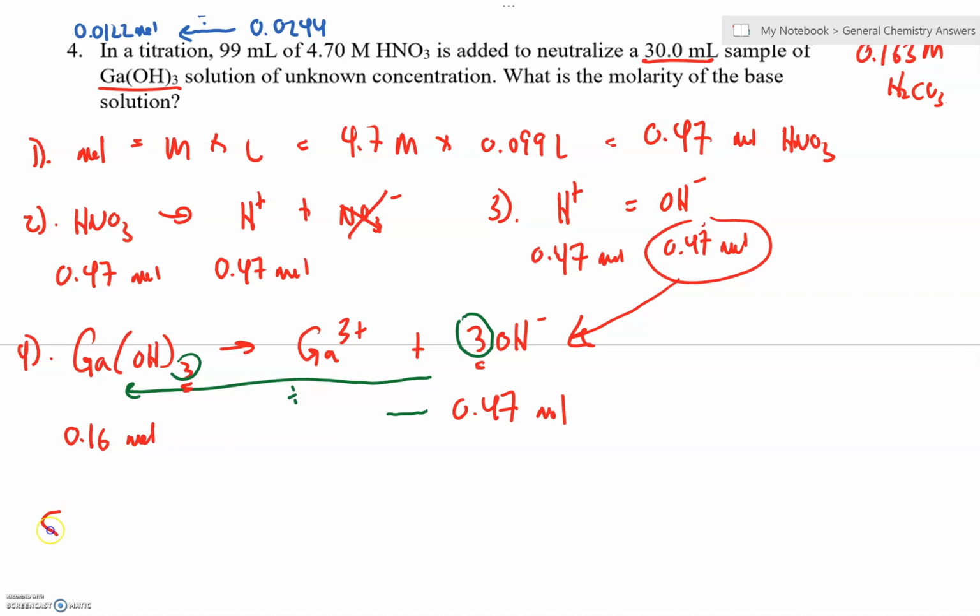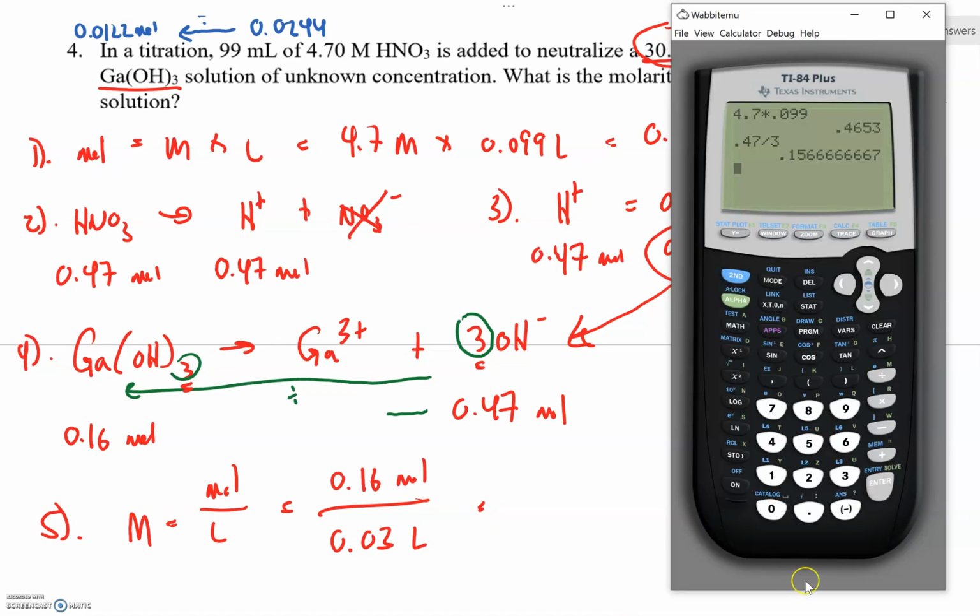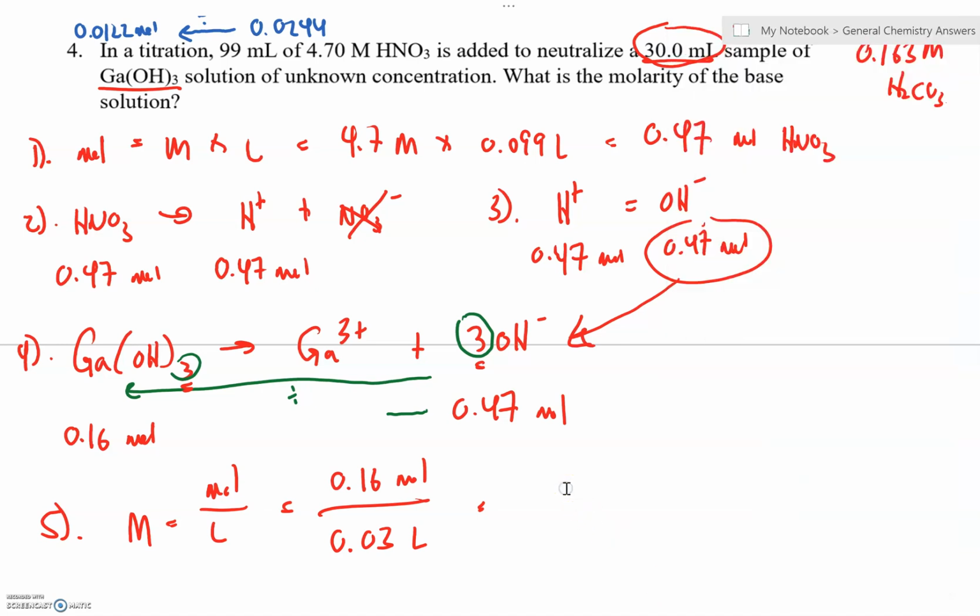And our final step, ladies and gentlemen, number 5. Molarity is equal to moles over liters. You just found that you have 0.16 moles of gallium hydroxide. And right up here at the top, it tells you the volume, 30 mils. I'm going to divide that by 1,000, so that's 0.03 liters. And here is our answer. We'll take 0.16 divided by 0.03. What is the molarity of our gallium hydroxide? Ladies and gentlemen, it is 5.3 molar. And you are done.